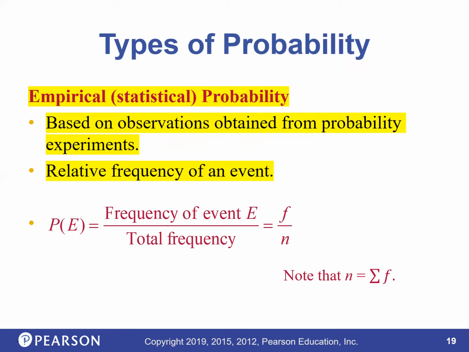P of E, notice it's the same formula. The E's in there because it's just probability of the event. Probability of event E happening. Total probability, or the summation of all the frequencies added together.